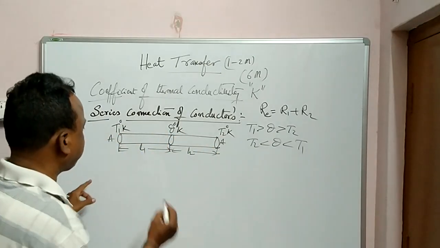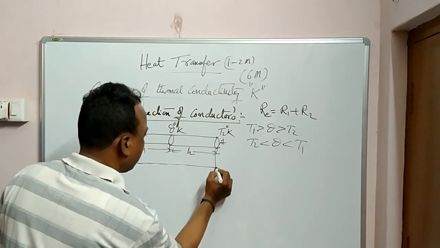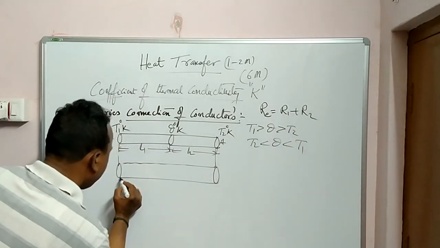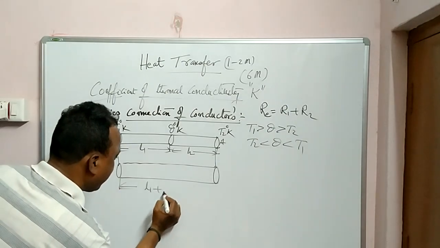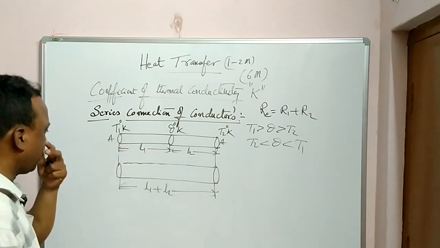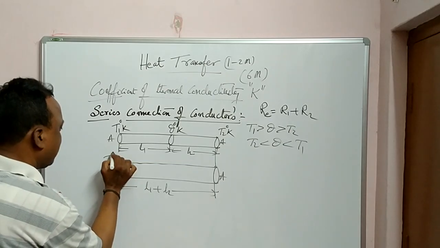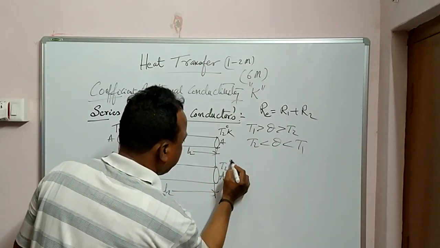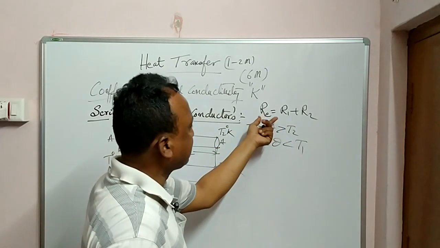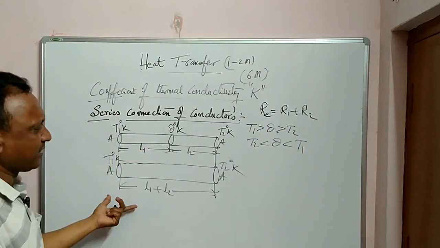Now we will derive the effective resistance for this combination, the effective value for the coefficient of thermal conductivity. You can see this is the combination of both. Now the total length will be L1 plus L2, the combination of two conductors in series connection. Because the area is the same, temperatures T1 and T2 Kelvin. Now we will apply the formula for effective resistance: in current electricity R is equal to R1 plus R2. The same thing you can apply here.